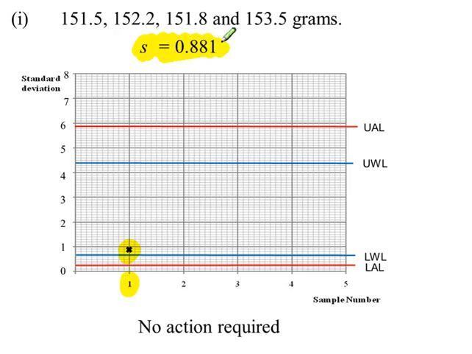So here's our first sample, and the value's plotted. It's within the warning limits, no action required. There's no target on the standard deviation chart. The ideal target would be 0.